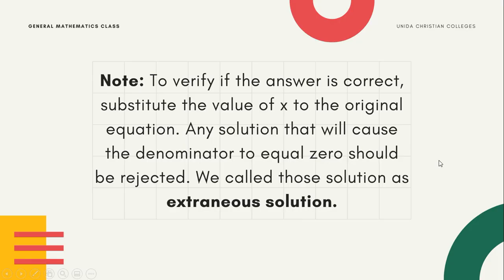So, balikan po natin yung meaning ng extraneous solution. Sabi dito, kapag yung solution po natin magkukos sa denominator na mag-i-equal sa 0, dapat po yun ay i-reject natin. So, ibig sabihin, yung nakuha natin yung value doon ng x, which is 2, is i-reject po natin yun. Kasi yung buong given po na equation is an extraneous solution.